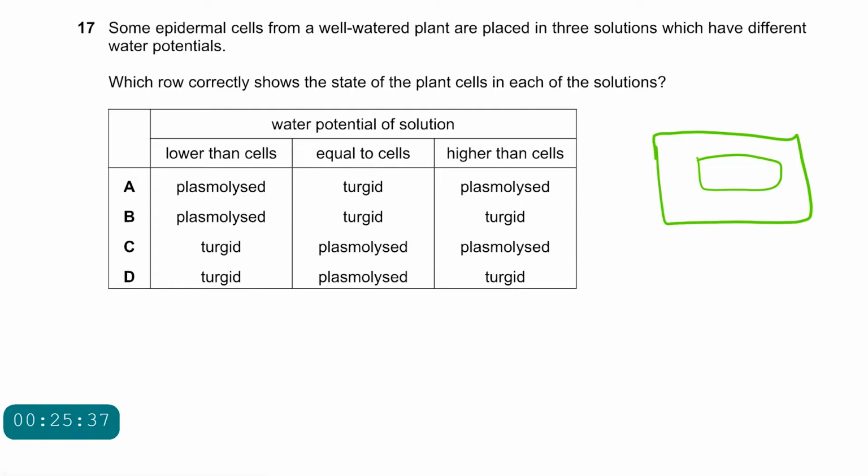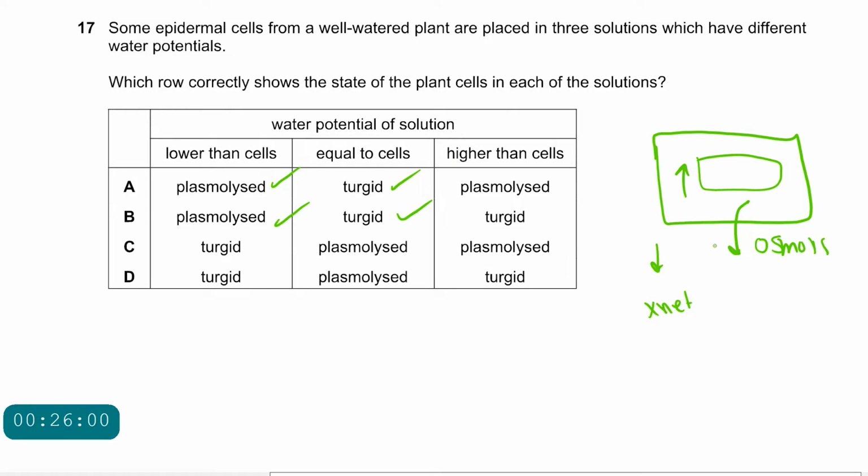If the water potential of the solution is lower than the cell, then the cell has higher water potential. Therefore, water goes out of the cell down the water potential gradient by osmosis. Therefore, the cell becomes plasmolysed. When it's equal to the cell, it's turgid because there is no net movement of water into or out of the cell.